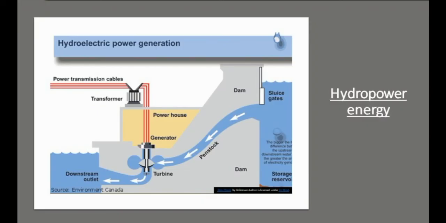Next form of energy is hydropower energy. It is also a renewable energy source which can be used to generate electricity. It is one of the oldest sources of energy and it was used thousands of years ago to turn a paddle wheel to grind grains. Because the source of hydropower is water, hydroelectric power plants must be located on a water source, as you can see in the picture.